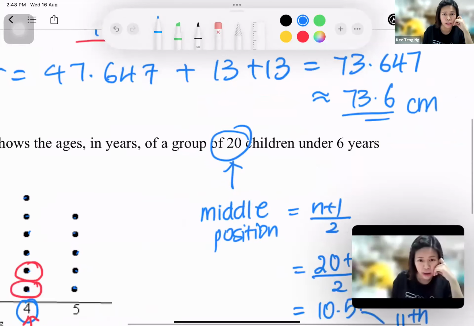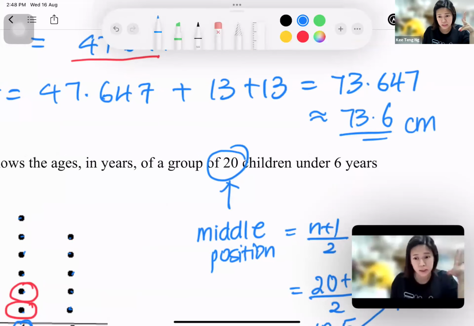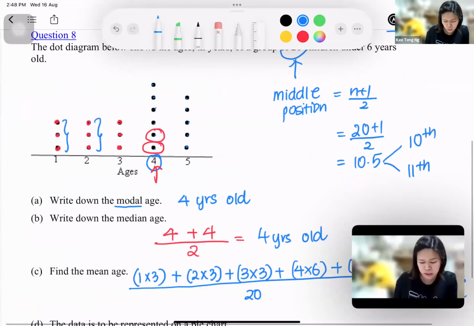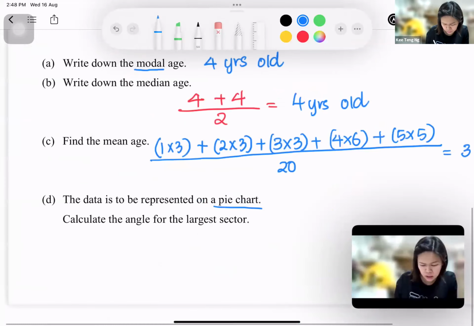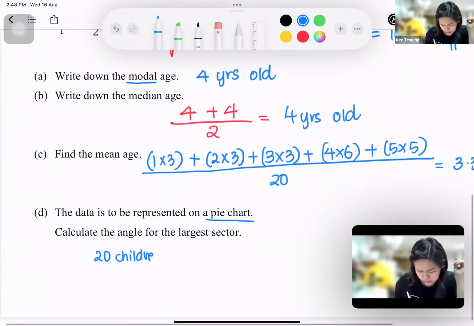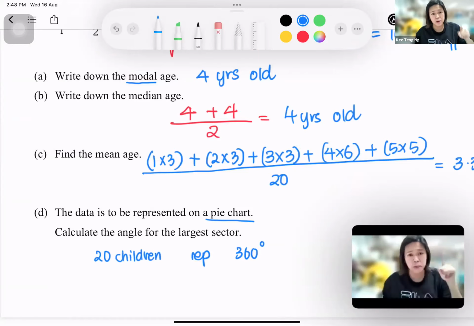How many children were there here in total? 20, right? So that means 20 children will represent 360 degrees. Be careful, those who put 20 children equal 360, I will deduct marks for presentation. The working is not correct, okay? It's represent, or you can draw an arrow or whichever, but not equal to. Children and degrees are not equal, okay? But it represents 360 degrees.